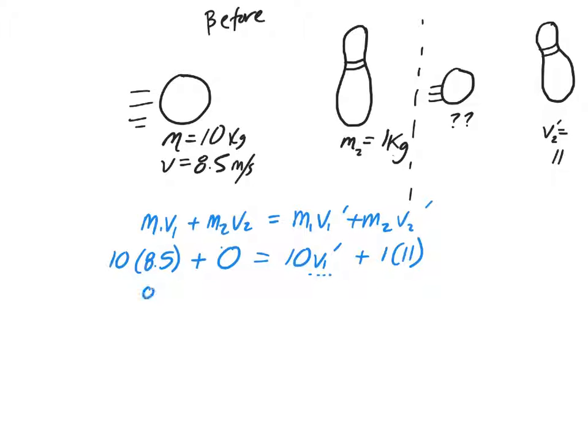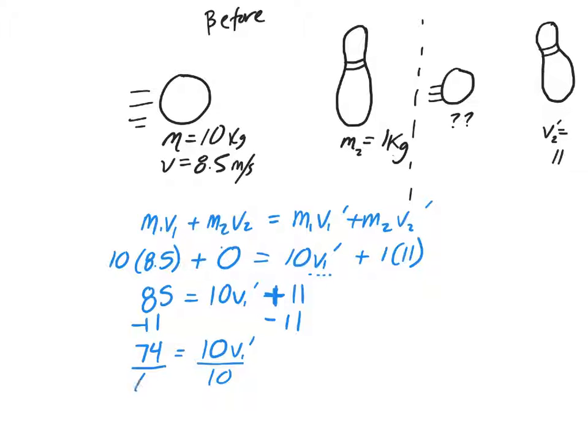10 times 8.5 is 85 equals 10 times the velocity we're looking for plus 11. So we're going to subtract 11. We're doing that because we're not just multiplying and dividing, we're adding and subtracting over here. So we don't divide. So 85 minus 11 is 74 equals 10 V1 afterward. Now we're going to have to divide by 10 on both sides. And we get 7.4 meters per second. And that is the velocity of the bowling ball afterward.